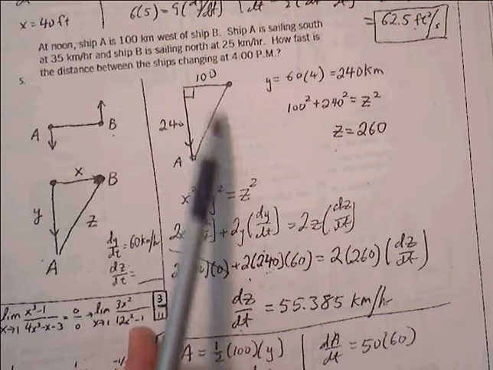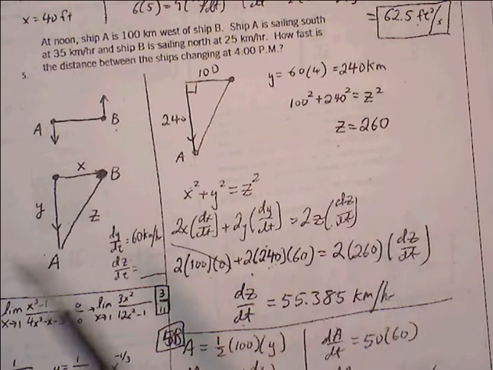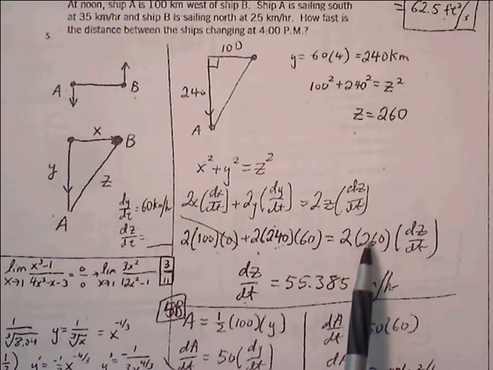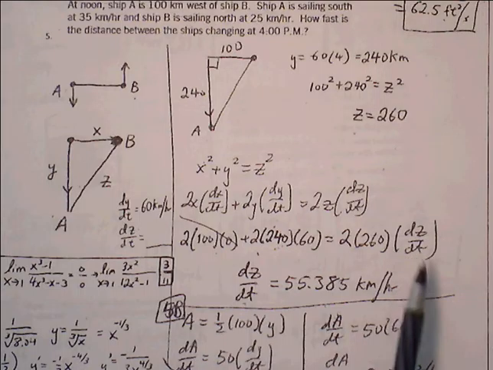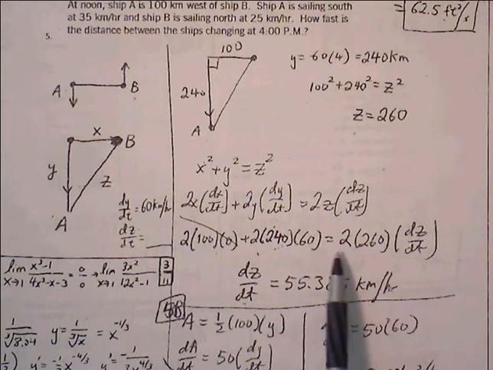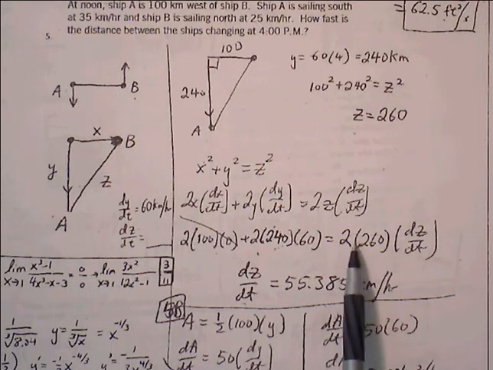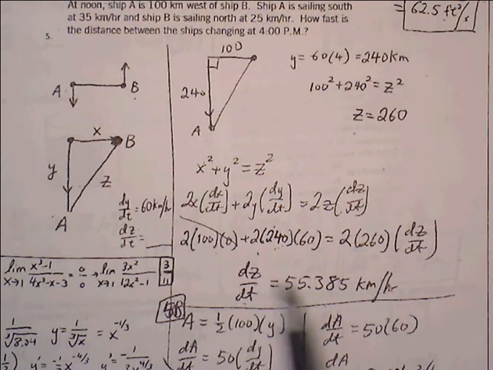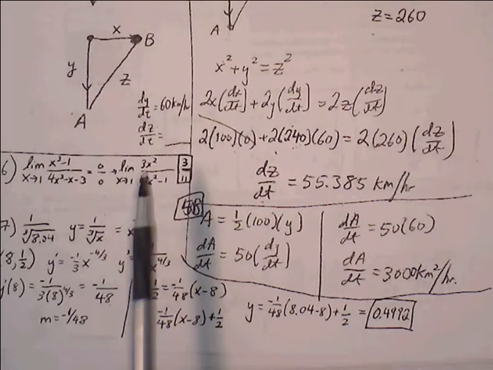a squared plus b squared equals c squared. 100 squared plus 240 squared is equal to z squared. So z is 260, and therefore the only missing information is dz/dt, and then we can solve for dz/dt by just dividing by the product of 2 times 260 on the left side, and we get dz/dt is equal to 55.385 kilometers per hour.